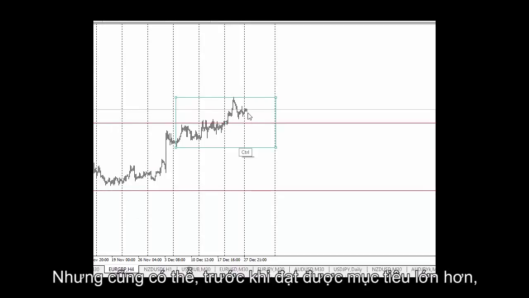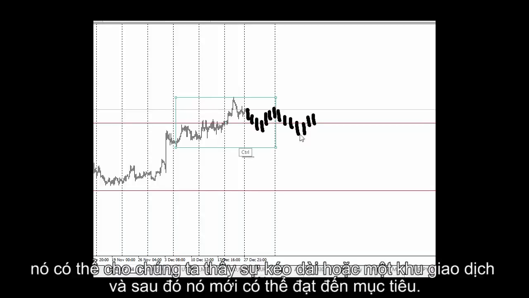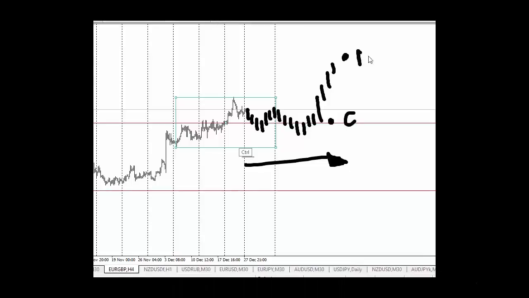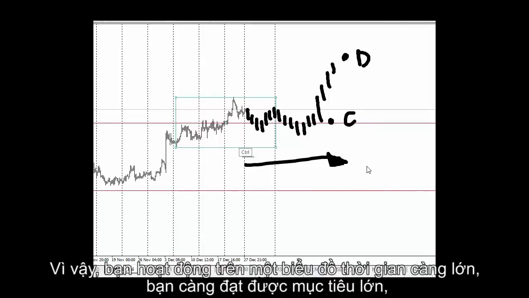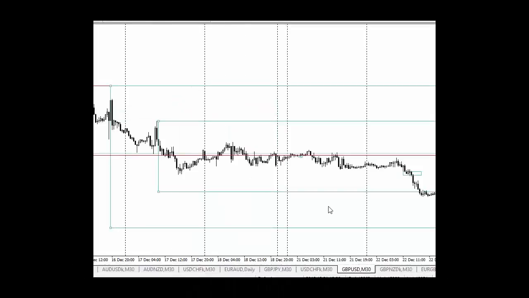But also before it happens, market can go sideways for a while. It might elongate in the trading range, and only after that, for example, it can reach the distant target. So the larger time frame you are operating on, the larger target you want to capture, the more prepared you have to be to see sideways action before your scenario is executed.